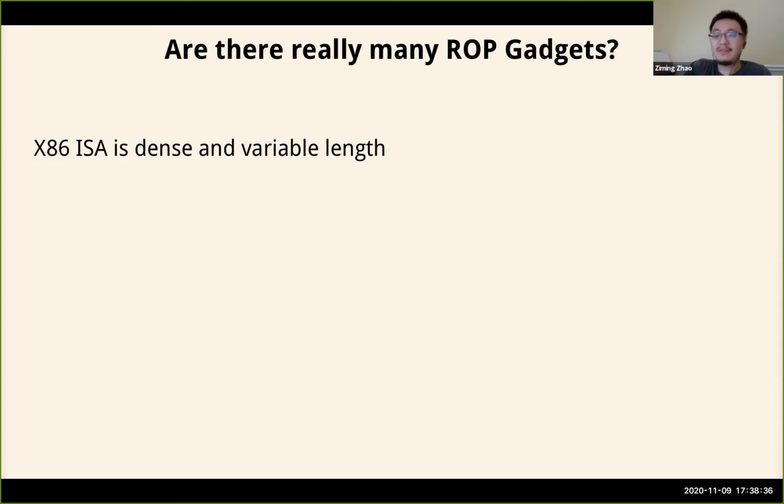One of the reasons there are so many gadgets is that the x86 instruction set is very dense, and the instructions are of variable length. Some instructions are just 1 byte, some are 2 bytes. The return is 1 byte. A call instruction is multiple bytes because there is an argument. If the argument is 4 bytes, then the instruction is at least 5 bytes. There are instructions as long as 12 bytes.